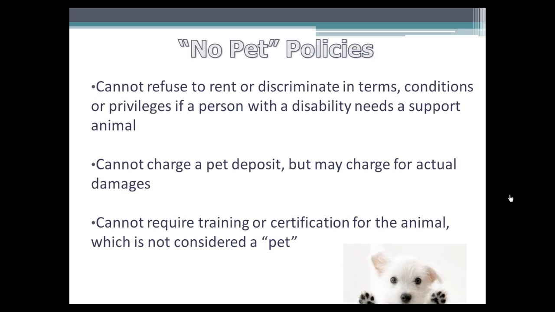Nor can the tenant be charged a pet deposit or a pet fee. But a housing provider may charge for actual damages caused by the animal and can also impose specific safety or health requirements, such as a requirement that the animal has had its shots. But a housing provider cannot impose weight limitations or breed limitations or require a person to get an extra insurance policy to cover the animal.